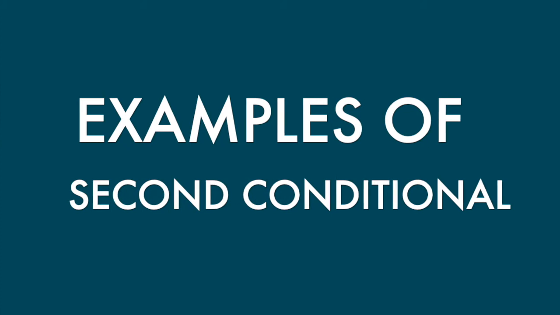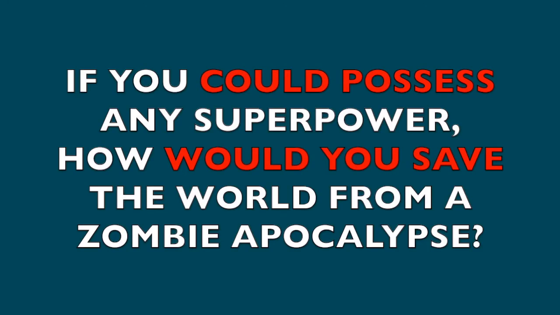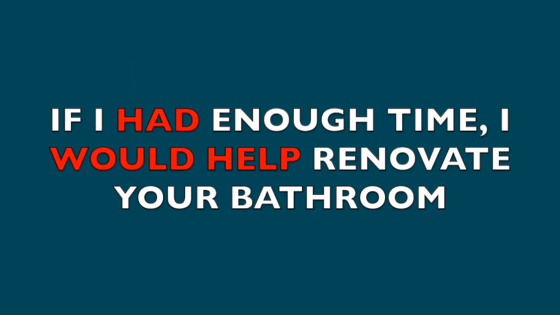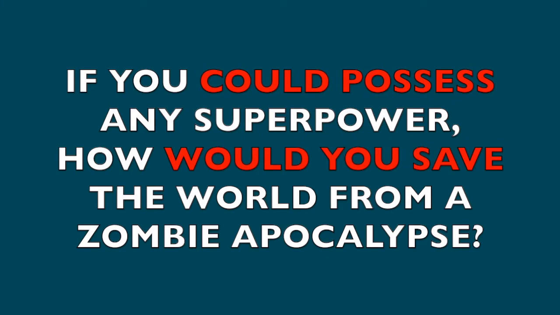So the following are some examples. If I knew how to cook, I would invite my friends over for dinner every single night. If you could possess any superpower, how would you save the world from a zombie apocalypse? Lastly, if I had enough time, I would help renovate your bathroom. Let's take one of them and analyze it. The sentence, if you could possess any superpower, how would you save the world from a zombie apocalypse?